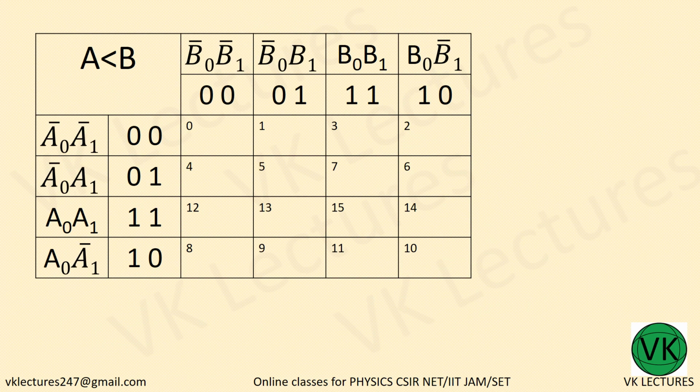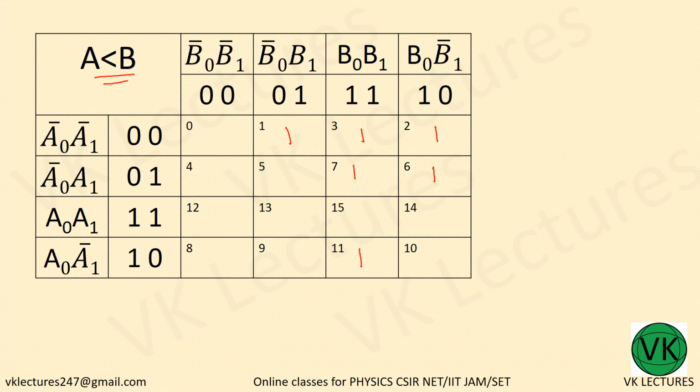This is the k-map for a less than b. From the truth table, take out all the cases where a is less than b. So it's 1, then 3, 2, again 7, 6, apart from that 11. In all these cases we have a less than b.